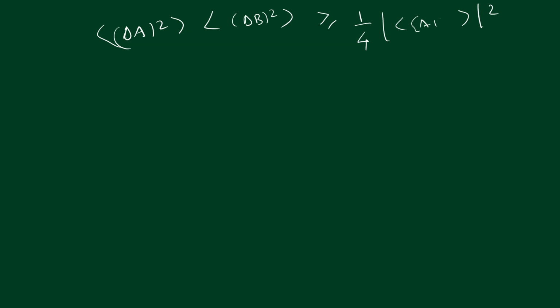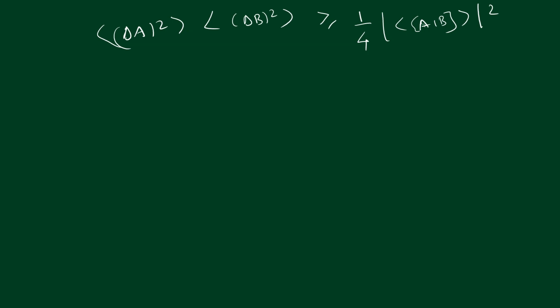We have the average value of delta A squared multiplied by delta B squared averaged is greater than or equal to one-fourth the modulus square of the expectation value of the commutator of A and B. Now, again, as we said, if these observables are compatible, then there is no uncertainty. The product of uncertainties, or the product of dispersions, the mean square deviations, becomes 0.